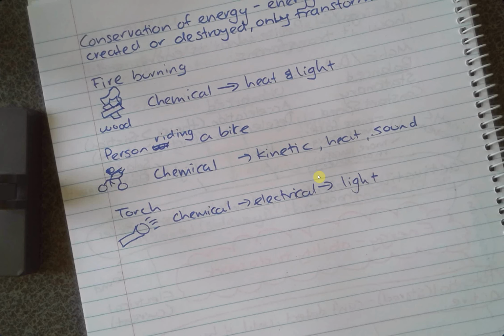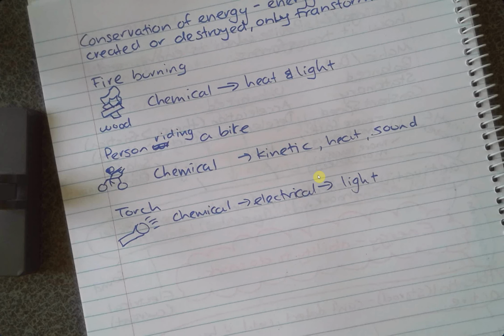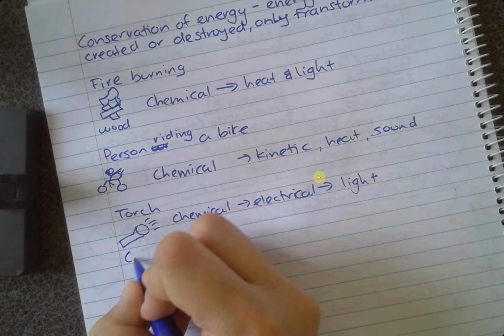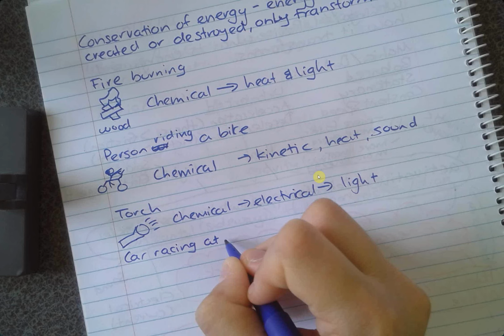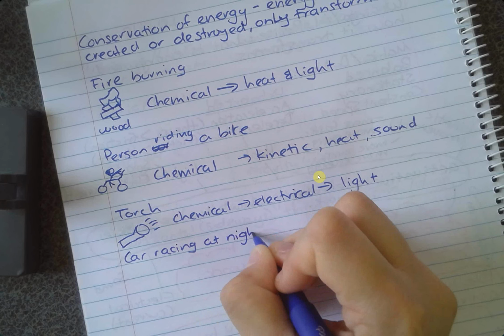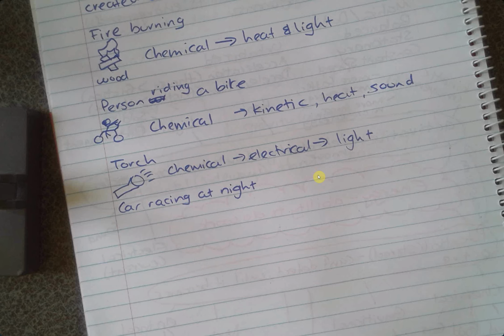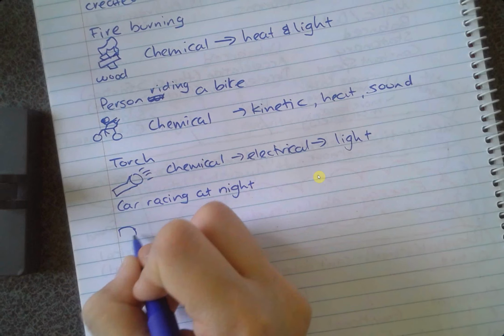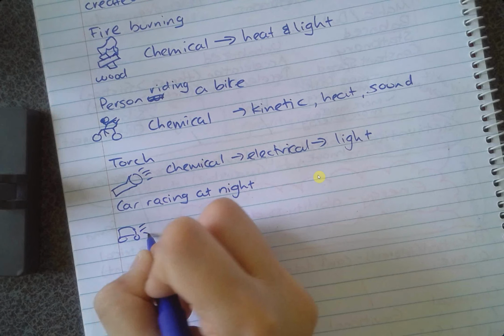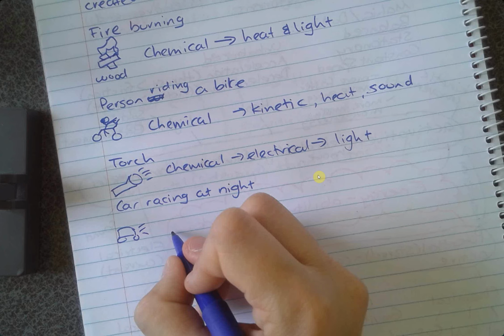All right, and then one more example. What about a car racing at night? There's of course the sound. So the petrol is what? If I have a car that's chemical. Gasoline. Gasoline, which would be a chemical.